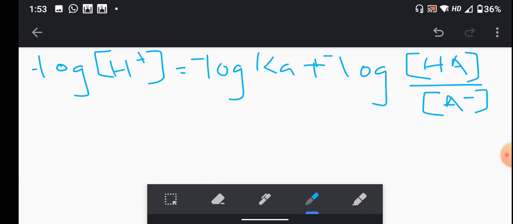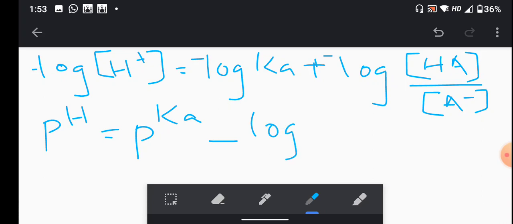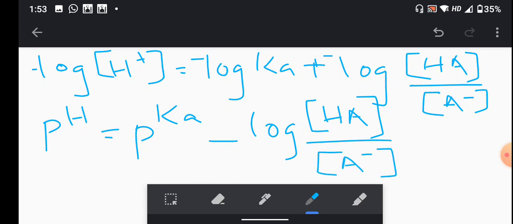So what is negative log H plus concentration? It is pH. pH equals, what is negative log Ka? It is pKa. pH equals pKa minus log of HA concentration divided by A minus concentration. Or it can be written as pH equals pKa plus log of the concentration of A minus divided by the concentration of HA. Hope it's clear.